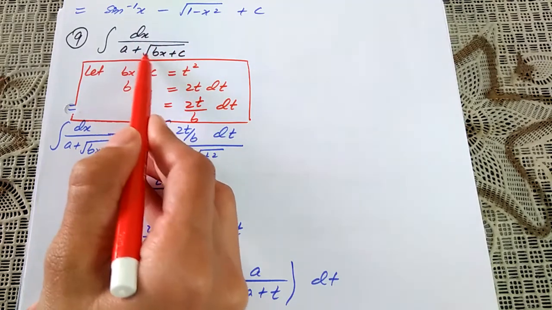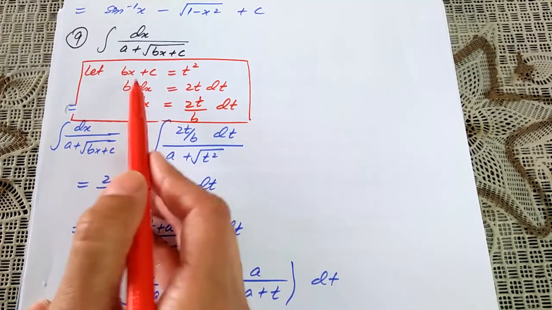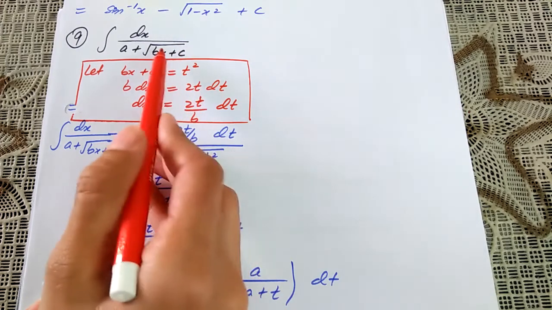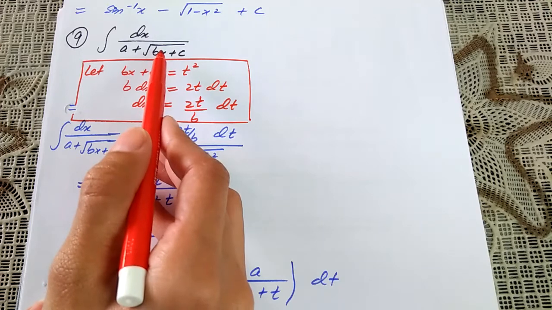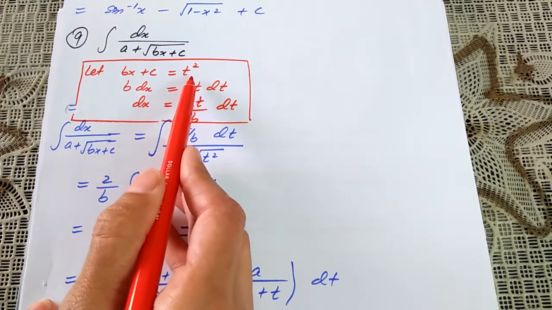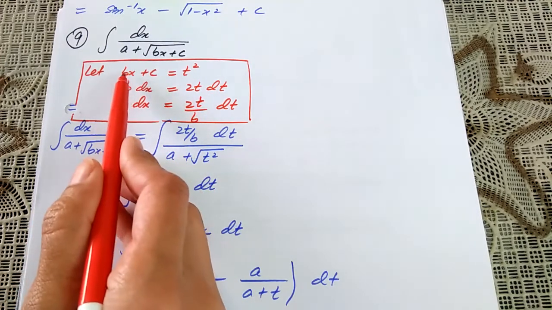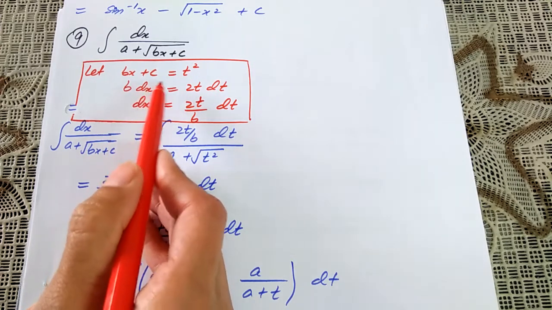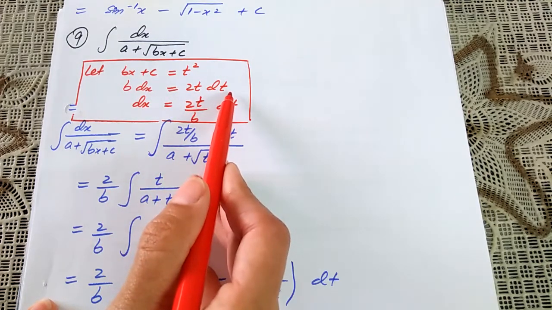For skipping this under root, we need a square function inside. So let's suppose that bx plus c is equal to t square, so that it can easily cancel with the under root and we get a simple function here. So I let bx plus c equal to t square. Differentiate both sides. We will get b, a constant coefficient, times dx, c will give us 0, and t square will give 2t dt.